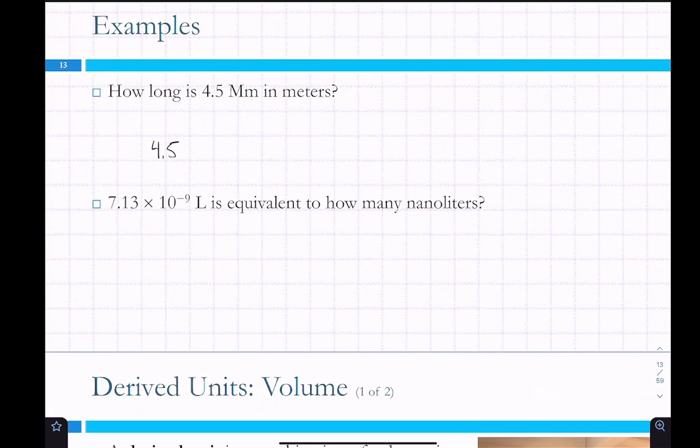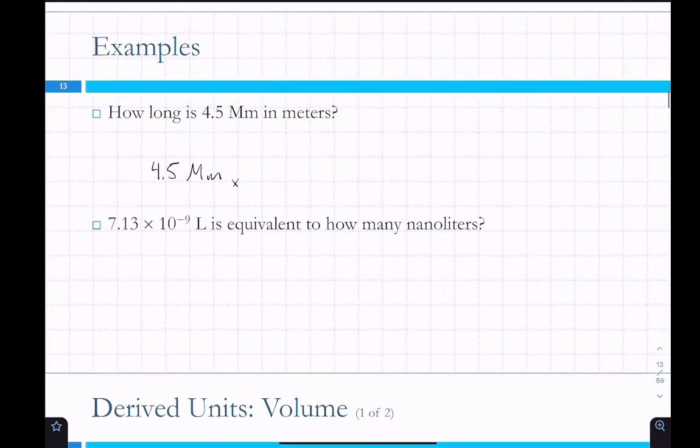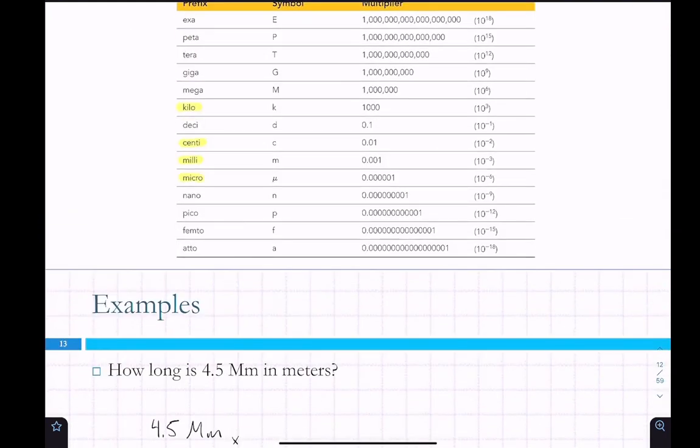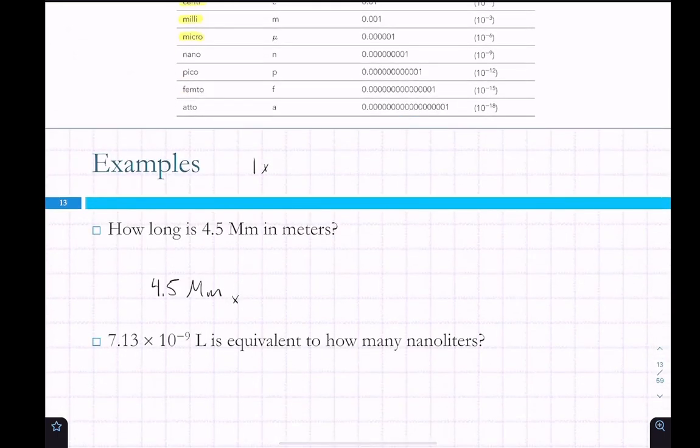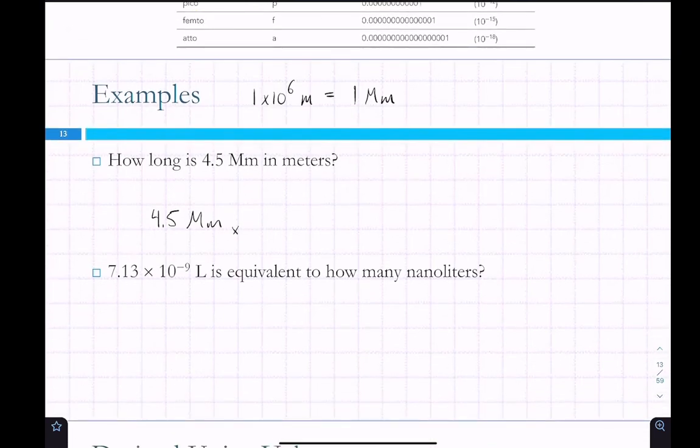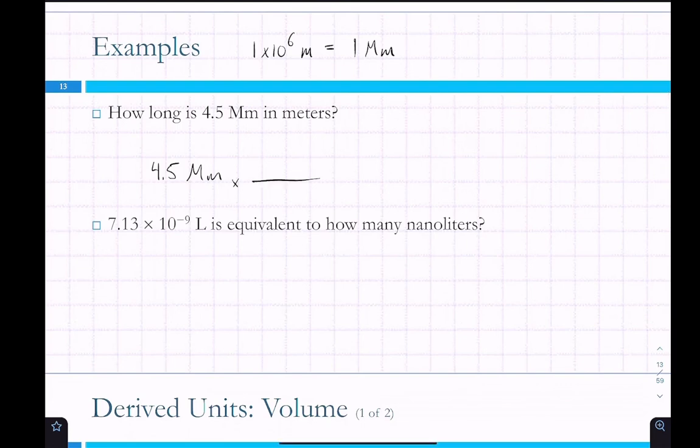Yeah, so you could do it. So you would do it like this. We would write out the 4.5 megameters, and if you wanted to use this as a conversion, you take our mega here. So megameters, a mega means 1 million, or 1 × 10⁶. And so we could write this out even as 1 × 10⁶ meters equals 1 megameter. And we'll talk more about converting units a little bit later on. But we'll put the units that we want to cancel out on the bottom, or the units that we were given, and then 1 × 10⁶ meters. And so, yeah, 4.5 × 10⁶ meters.